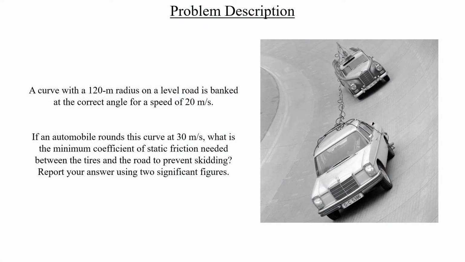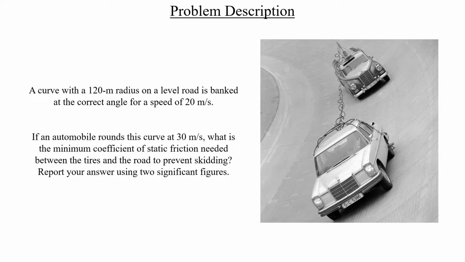Here we have a curve with a 120-meter radius on a level road that's banked at the correct angle for a speed of 20 meters per second. And if our car rounds this curve at a faster speed of 30 meters per second, what's the minimum coefficient of static friction needed between the tires and the road to prevent it from skidding? And we need to report the answer using two significant figures.